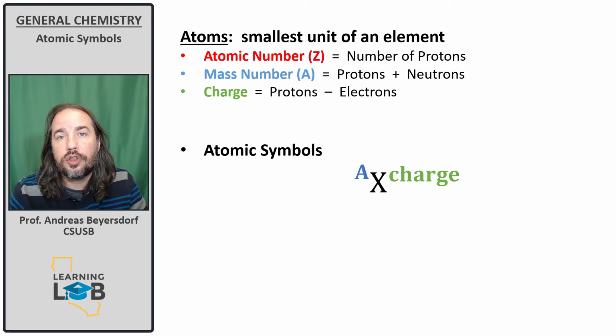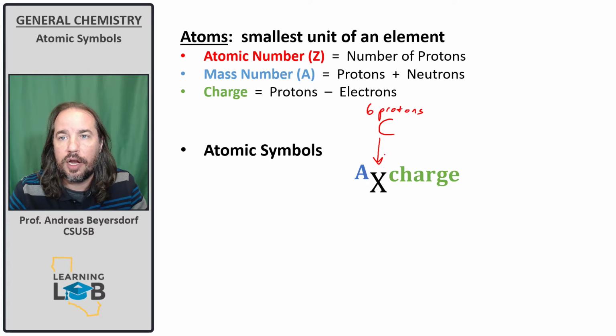Now, these three aspects can be put together into something called the atomic symbol. So an atomic symbol tells us what kind of element it is. This is put in the center of the atomic symbol. So for instance, if something had 6 protons, we would know it is carbon from the periodic table, and so we'd put a C in the center of the atomic symbol.